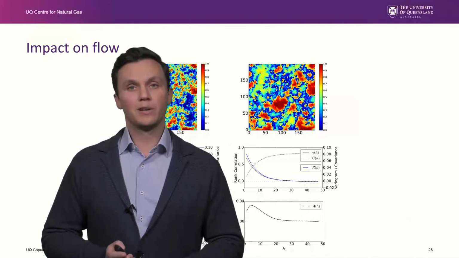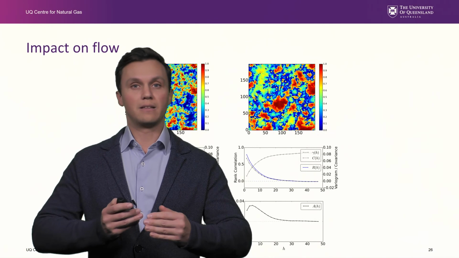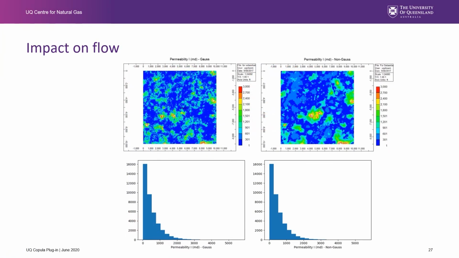In order to simulate flow, we assume that those fields are permeability fields, and for that I transformed the marginal distributions to be log normally distributed, which is quite often used for permeability distributions. So here we have our transformed fields. Again, the left-hand side one is the Gaussian field, the right-hand side one is the non-Gaussian field. And on the bottom plots, you can see the histograms of both fields, and you can see that they are 100% identical. So we have exactly the same values in both fields.